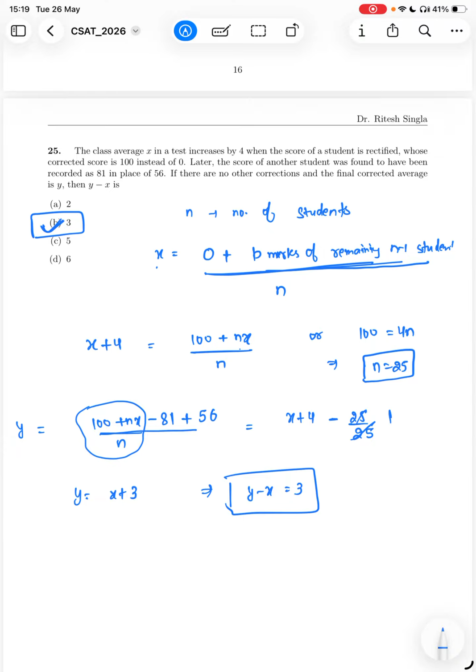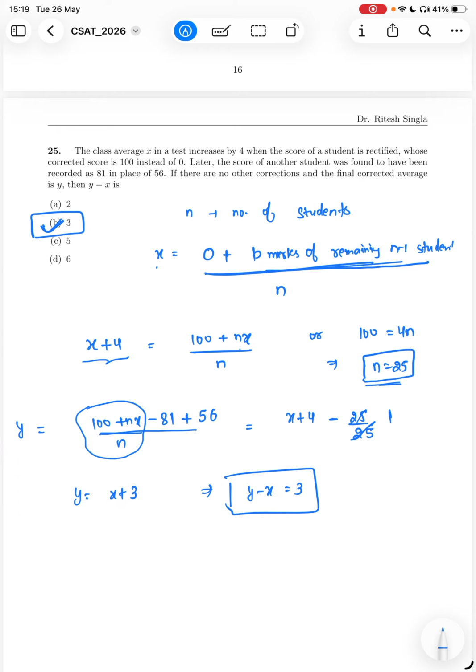So I took this. But when I updated the mark of this student from 0 to 100, the new average should be nx plus 100 upon n. The average increased by 4, so the new average is x plus 4. On solving, we have 25 students. Because we have 25 students, that is why if you are increasing something by 100, your complete average is increasing by 4. Okay, that is fine, because once you get the numbers, it is quite easier to visualize that the average is increased by 4. So what should the number be if the change was 100? The number of students should be 25.